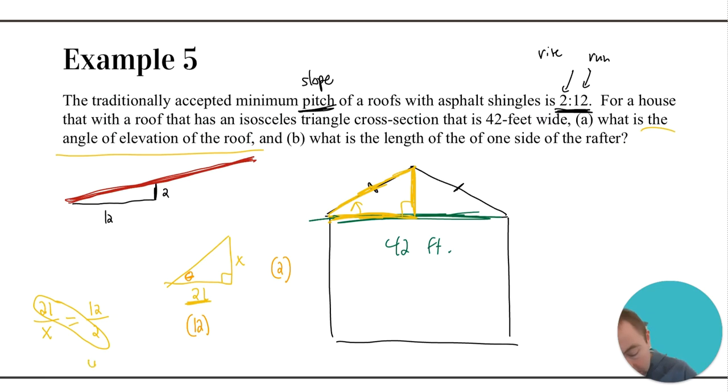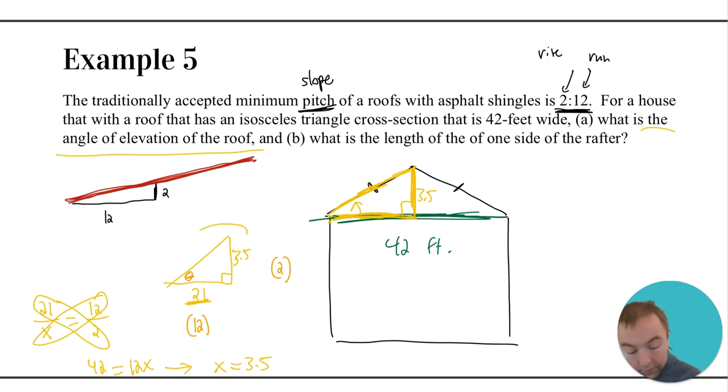So 21 times 2 is 42, and 12 times x is 12x. Set them equal to each other and then divide by 12. That tells you that x has to be 3.5 then. And so this here is 3.5. And we know that that right there is a 3.5 height from the middle of the roof, right?